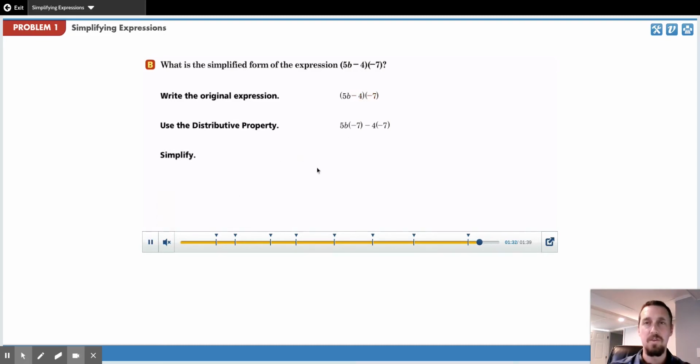Now we still have parentheses, so we need to simplify. Negative 7 times 5b is negative 7 times 5, which is negative 35, and we still have a b. And negative 7 times negative 4 is positive 28. So our final answer is negative 35b plus positive 28.